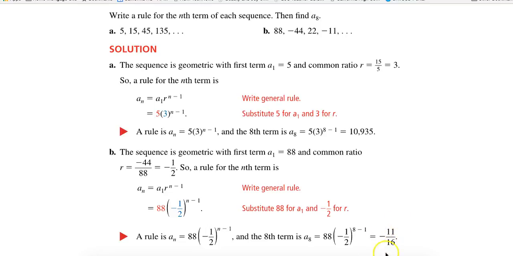We get -11/16. Now again, this number shouldn't surprise you because it's a pretty small number. And we notice with our sequence, we're dividing by 1/2 each time. We're taking 1/2 to a larger and larger power. So we start decreasing at an exponential rate. So as you're going through this, make sure that your answers make sense. Start thinking about how big of a term you're trying to find, what your ratio is, and see if your numbers do make sense. If you get something that doesn't make sense, go back and check your work.